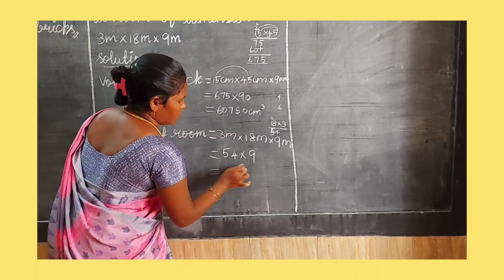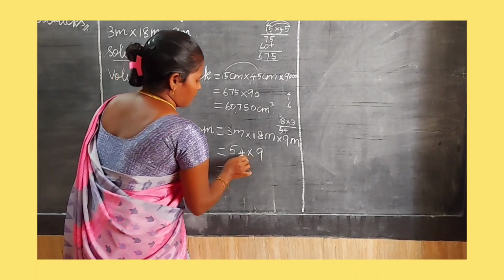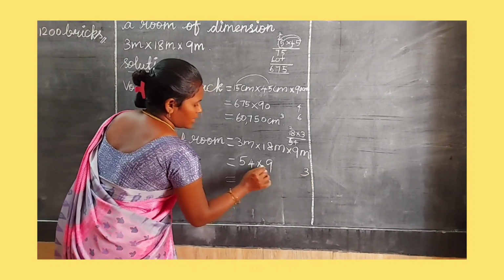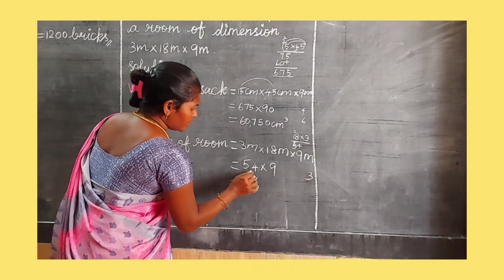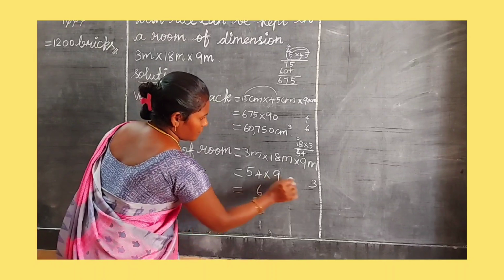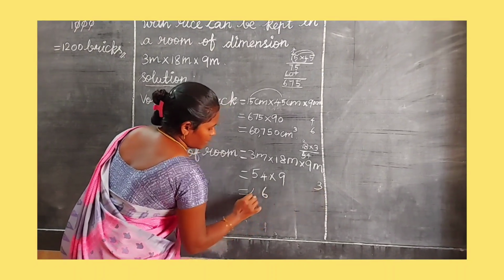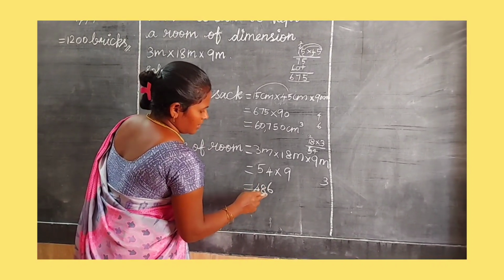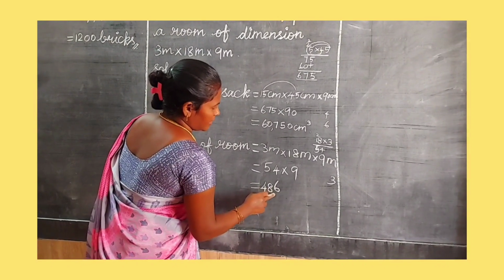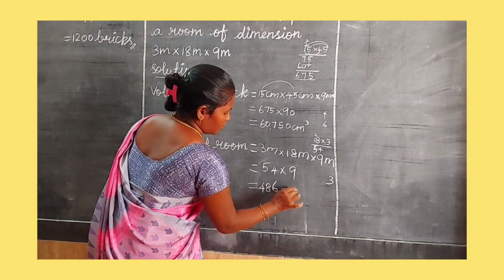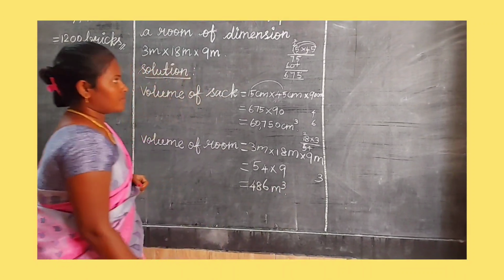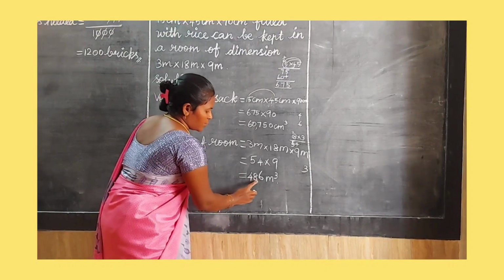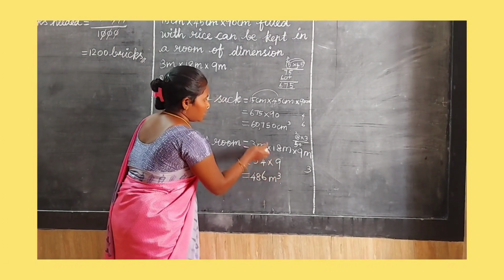Now multiply the values. 9 fours are 36, write 6, carry 3. 9 fives are 45, 45 plus 3 is 48. So the value is 486 meter cube. So the value is 486 meter cube.